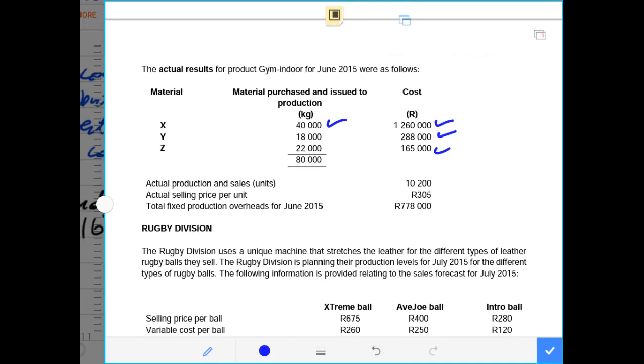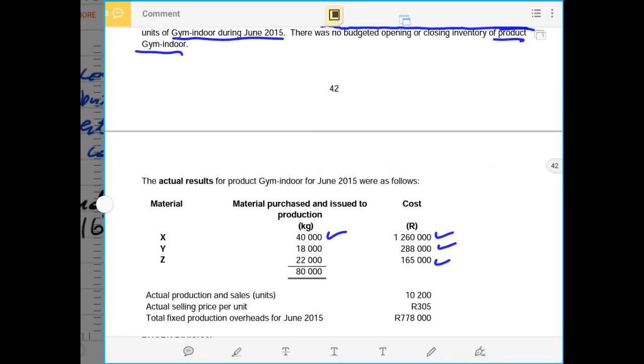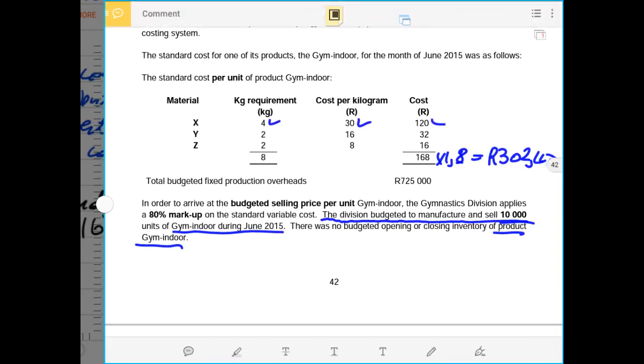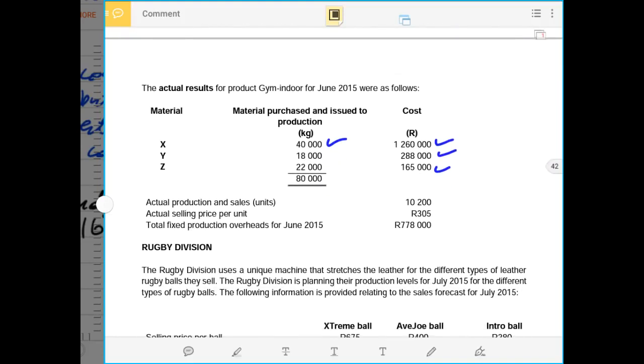Take note of that. In the previous scenario, under the budgeted information, they gave us the kgs, the cost per kg, and the cost per unit. But now, in this case, they are giving us the total, and the total is 1,260,000. So we have to have a column here which is cost per kg. Meaning the total cost divided by the kgs gives us the cost per kg.